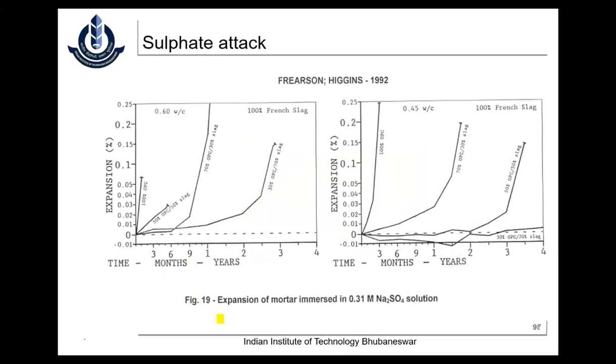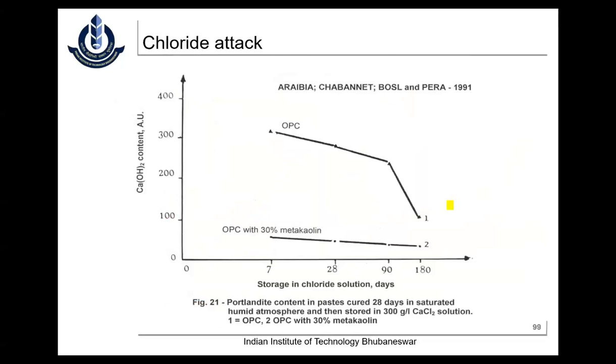And also for sulfate attack, you see 50% slag and all giving a very low expansion. They're giving very high resistance whenever blended cements are used. Similarly, the same with chloride attack also.